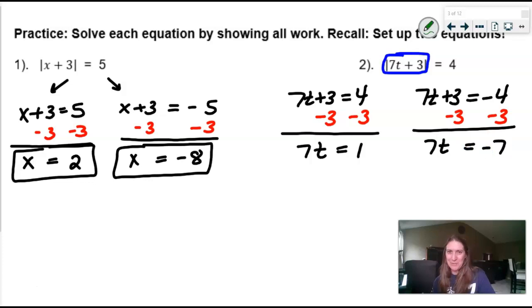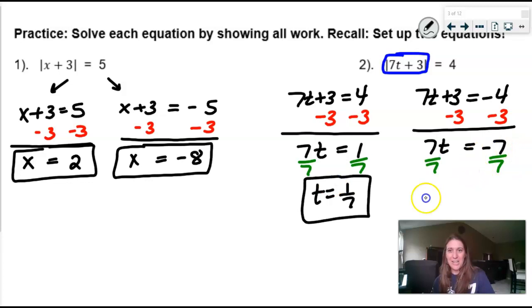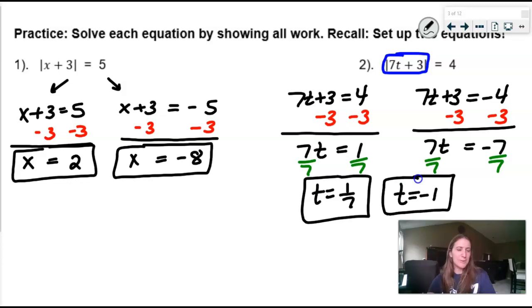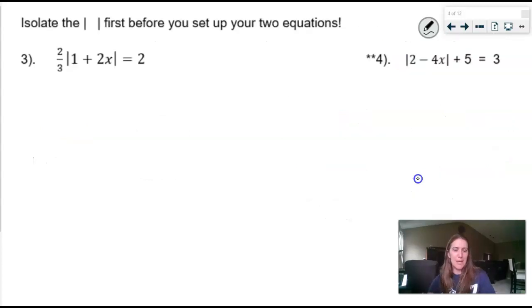All right, one more step here. We're going to divide both sides by 7. This is a good case of show the division step so you don't have some upside down answers. All right, here we go. This guy right here gives you t equals 1/7. There's one solution. And then here you get t equals negative 1. So that can't be bad, right? I know you're looking at those going, oh, it's got to get bad.